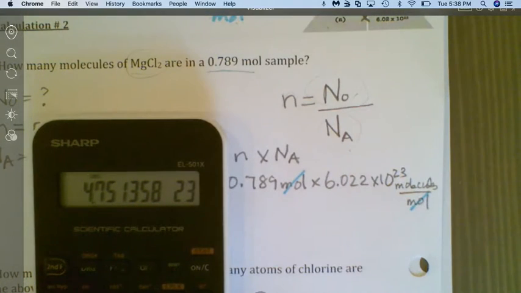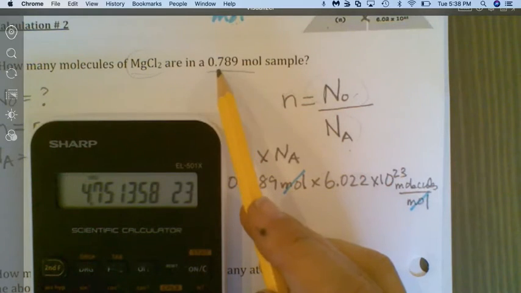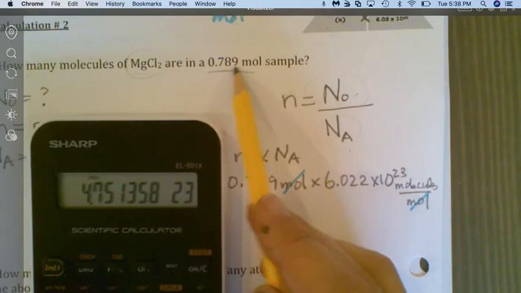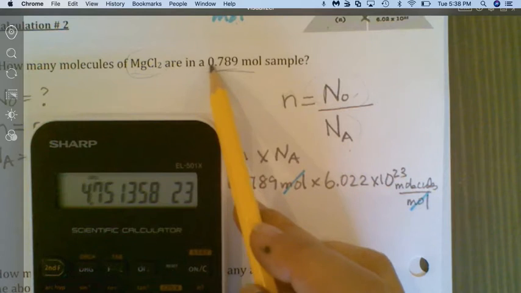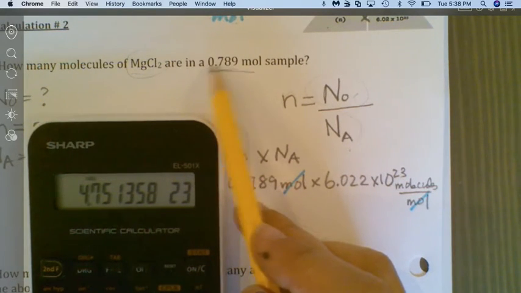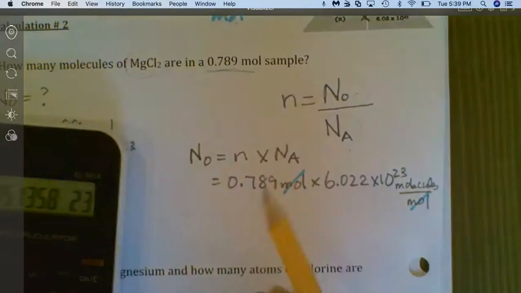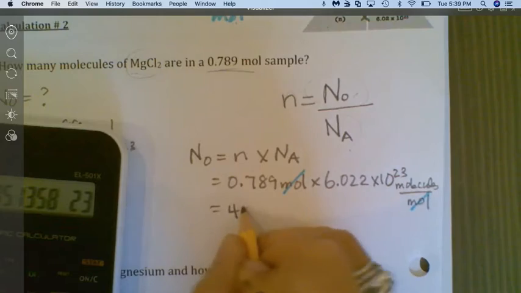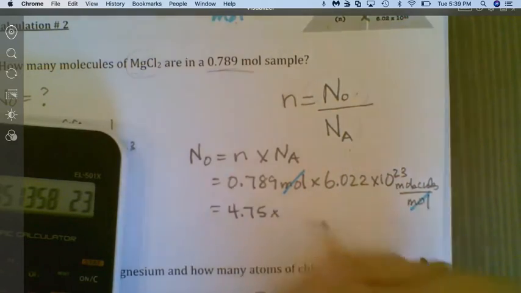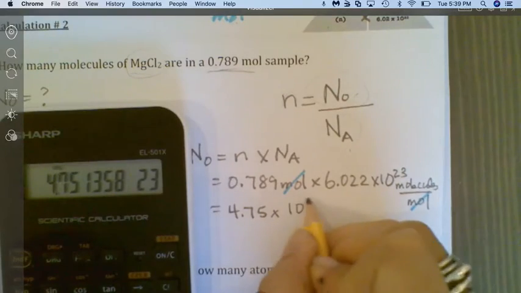How many significant digits am I going to report to? Well, I take a look at my original question, and I notice that there are 3 significant digits. Remember that any zero that is preceding a decimal is just a placeholder. So we have 3 significant digits. So my answer will be 4.75 times, now remember that's what that space means, 10 to the 23.